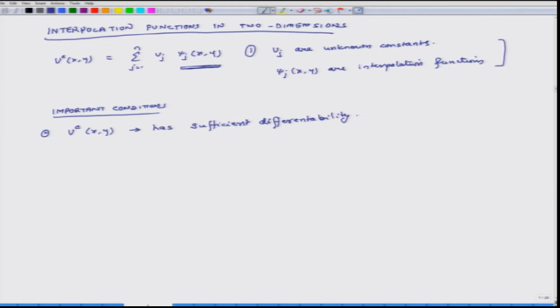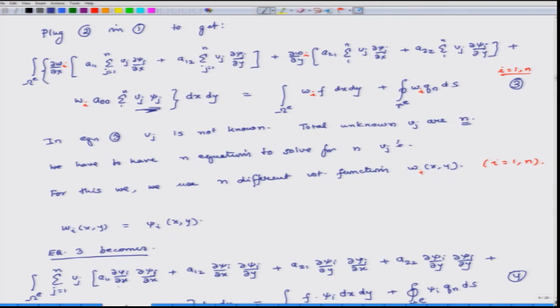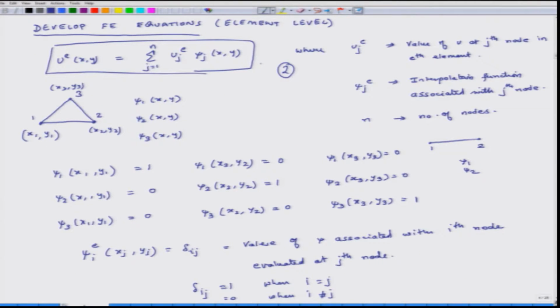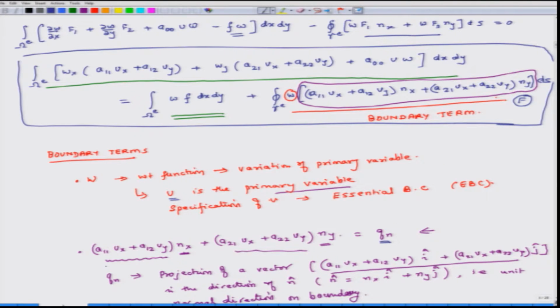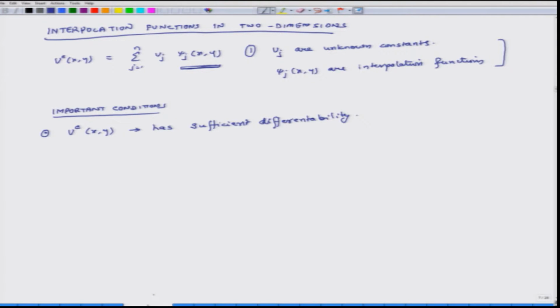Okay, it should have sufficient differentiability. So, what does that mean? Because in this formulation, in the weak form, the differentiability requirement is of the first order, right? It should be sufficiently differentiable at least once. If we had used the strong form, which would be this form, then the differentiability would be of second order. So, we have to pick psi j's in such a way that u is sufficiently differentiable. This is important.